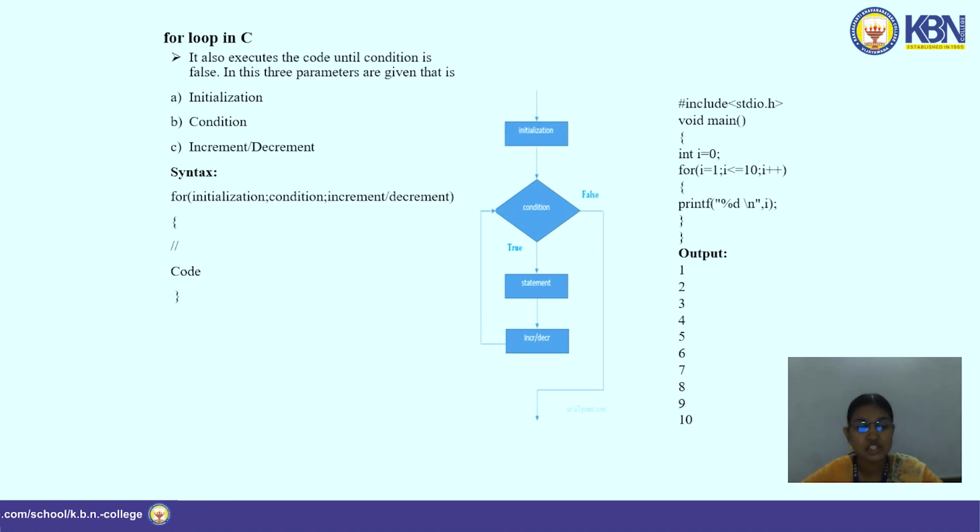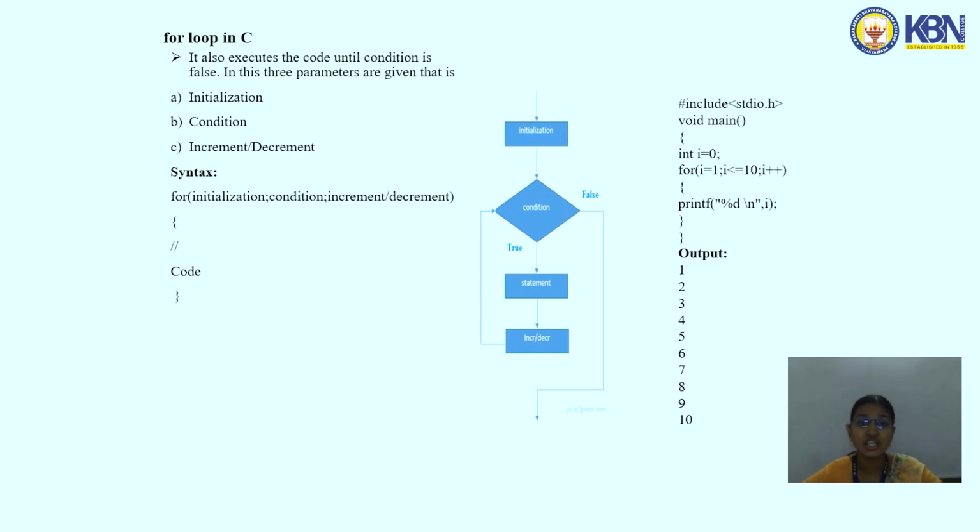What is initialization? You have to assign a value to the variable, for example, i equals 0. In that format, it is known as initialization. What is a condition? i less than or equal to 10. That is a condition. Increment or decrement, we have previously seen in the while loop and do while loop. n plus plus, i plus plus, that is increment. i minus minus, n minus minus, that is decrement.